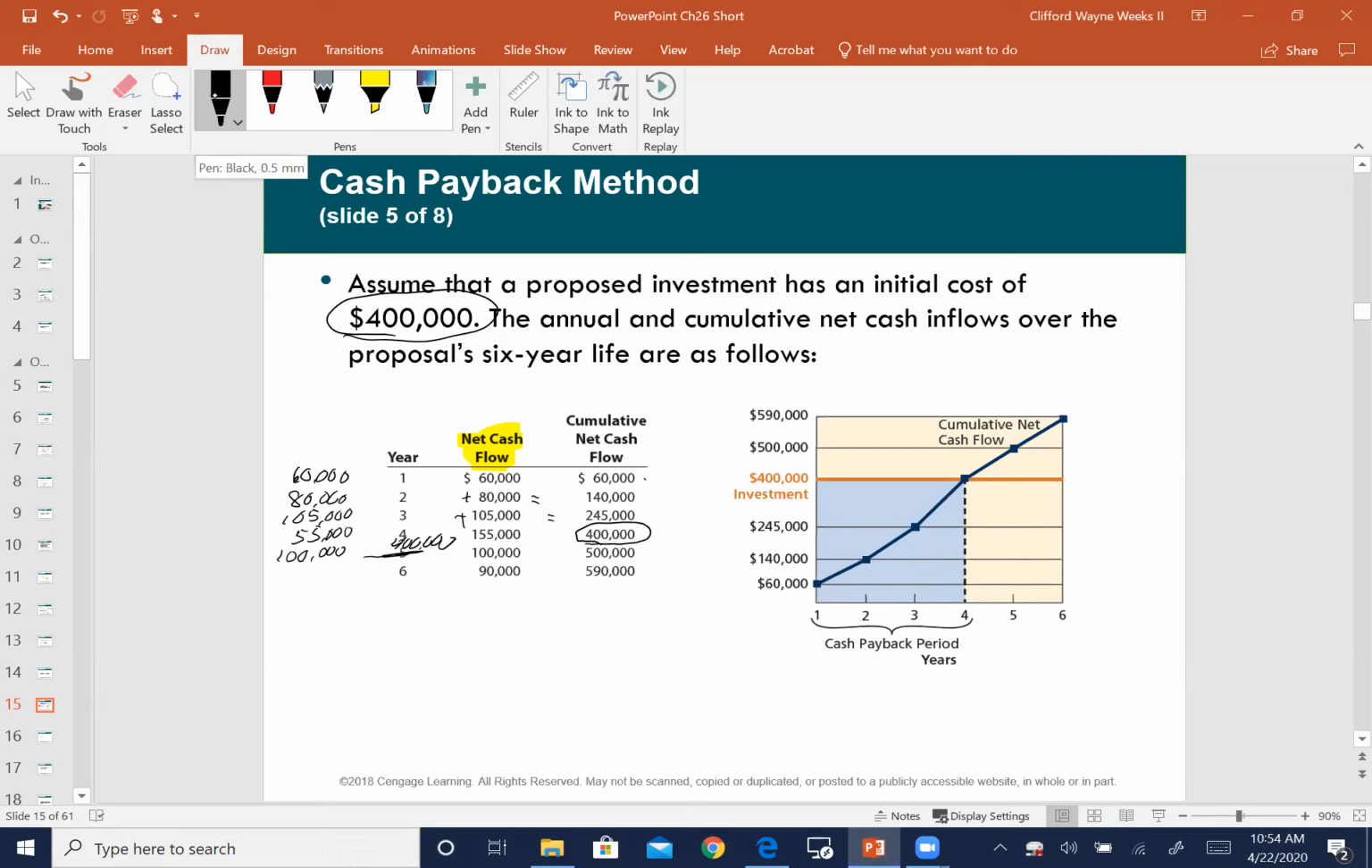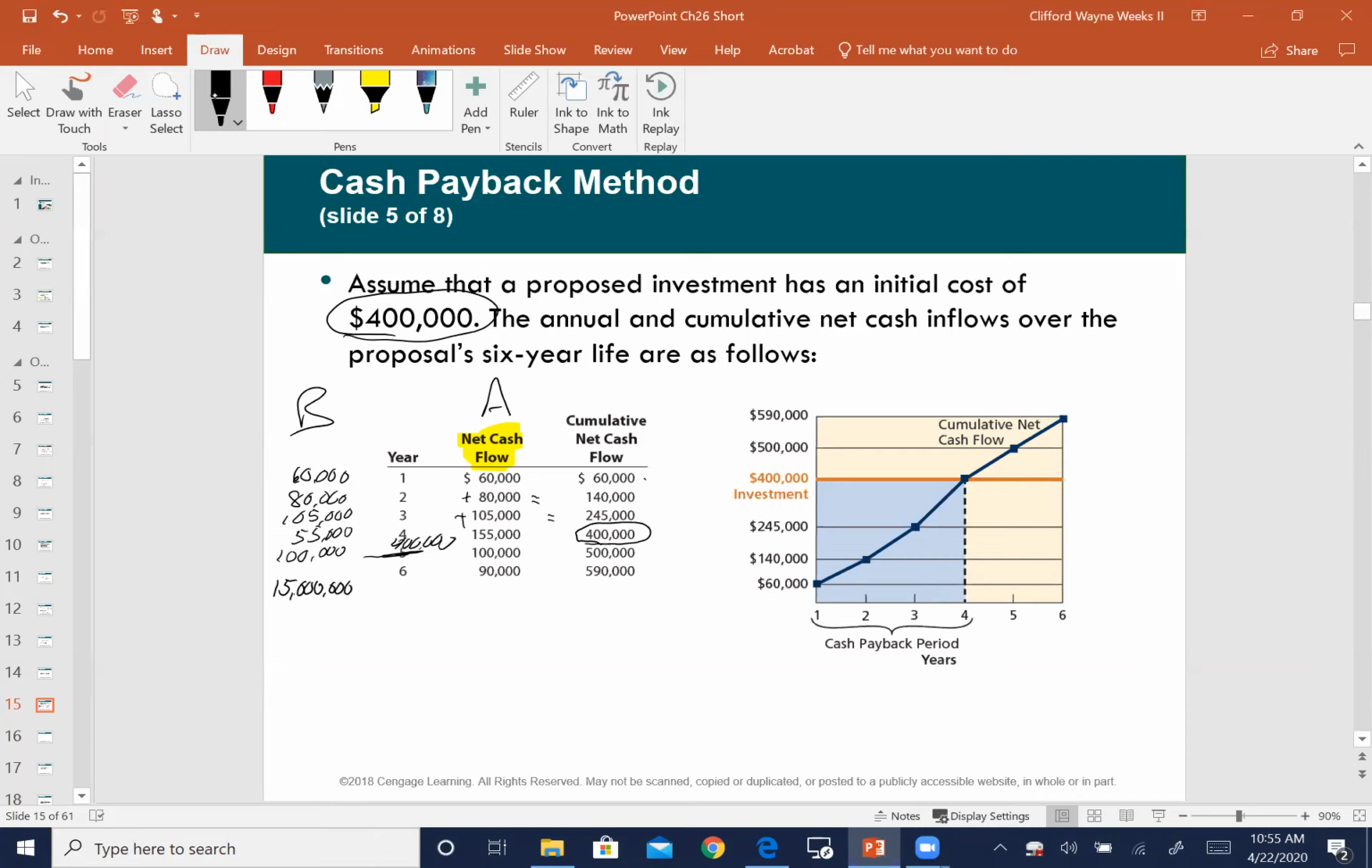And so which one would you choose? Let's just say this is A and this is B. From what I've said so far, you would choose A, because it paid for itself in 4 years, where B paid for itself in 5 years. But let me add a 6th year. Let me add 15 million dollars in the 6th year.